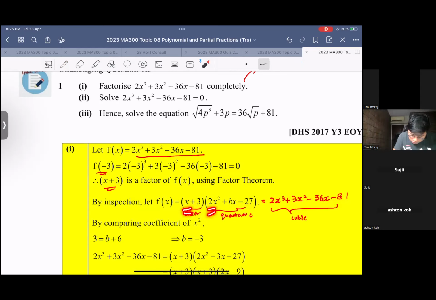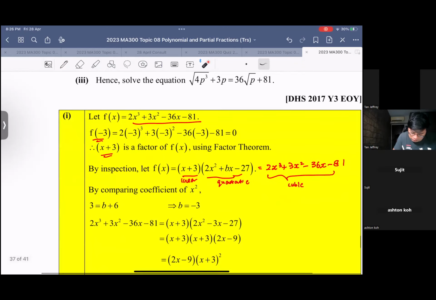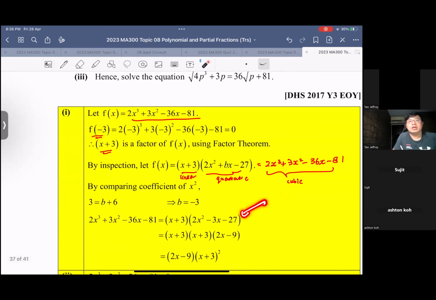x cubed has to be a 2x cubed. That's how they get 2x cubed here. Then they compare coefficients, they got negative 3. So straight away, you have the quadratic out. You factorize further, you got the linear factors out. This is the finalized factorized form. Okay? So far, okay?